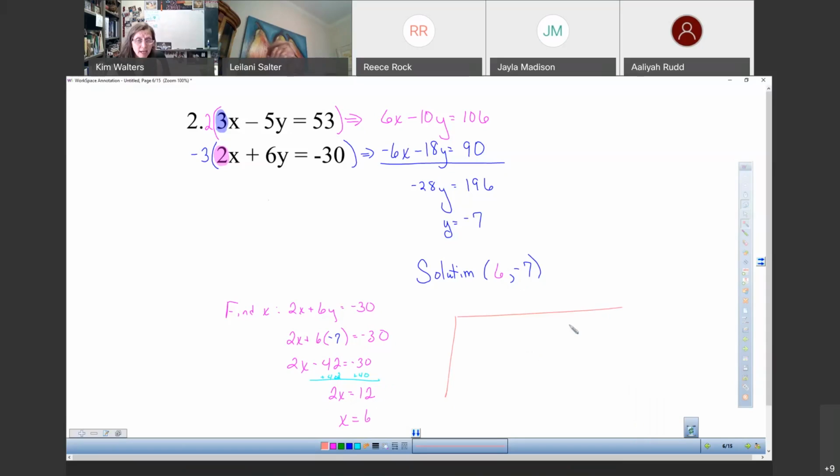Again, I can check this, so I would check 6, negative 7. I would probably go back and check it in the first equation since I used the second equation to solve. And so this is going to be 3 times 6 minus 5 times negative 7. We're going to have 18 plus 35. And 18 plus 35 is indeed 53, and it does check. So it must work in both equations in order to be a solution for my system.